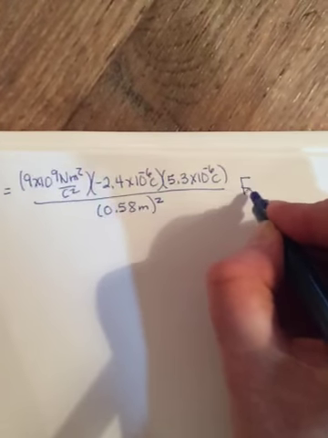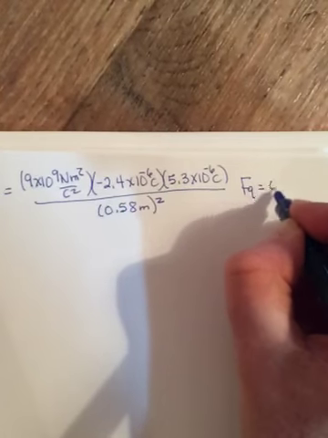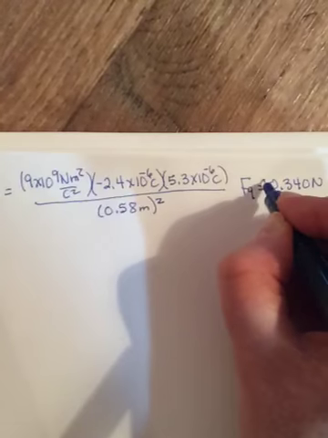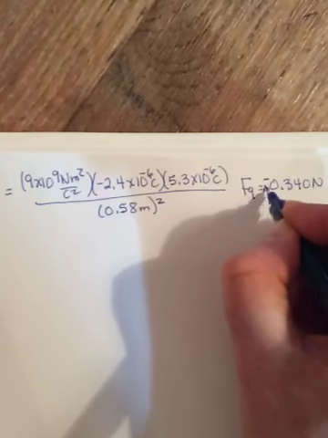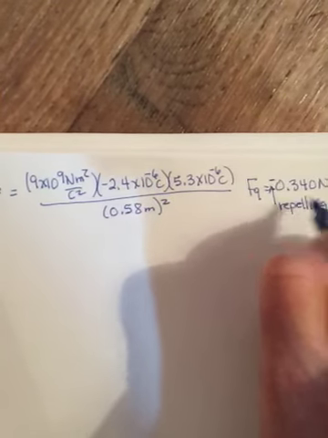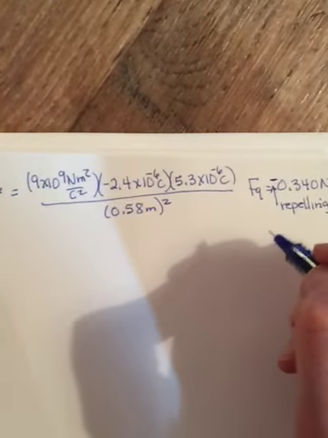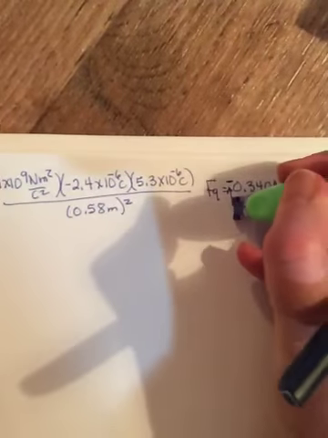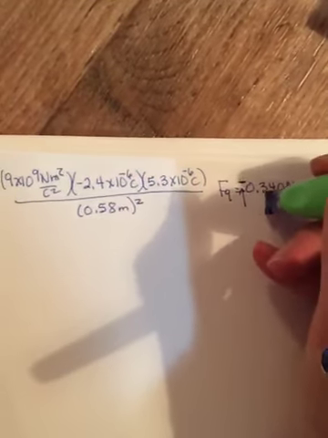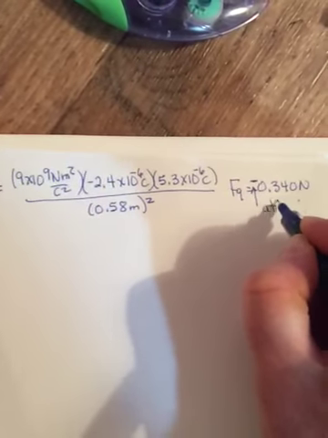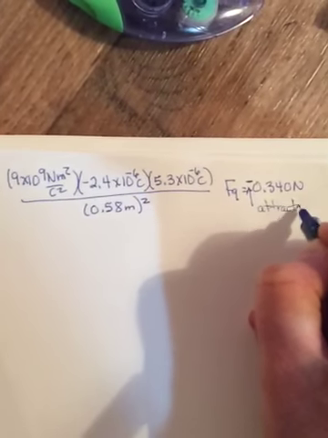And when you do this, you get an F_Q of 0.340 newtons, but it's negative, and the negative means it's repelling. Okay? No, it doesn't. Negative means attracting. An attracting force is a negative thing. Attraction. Sorry about that. All right.